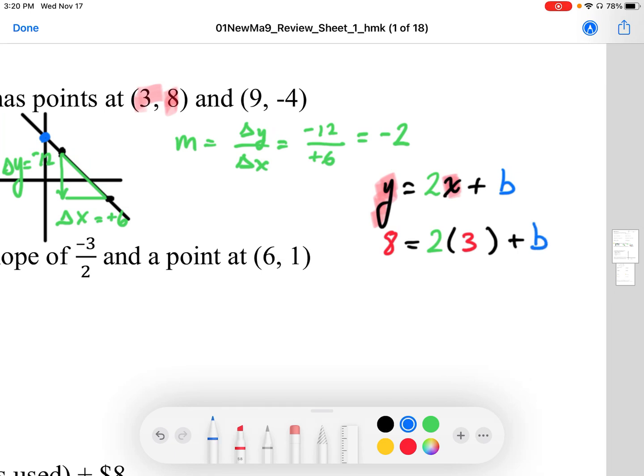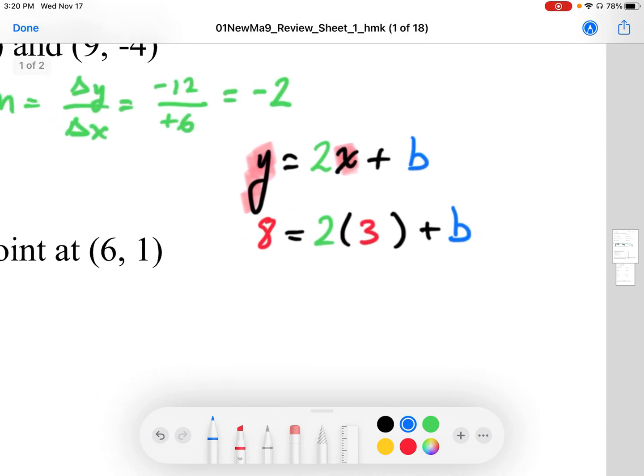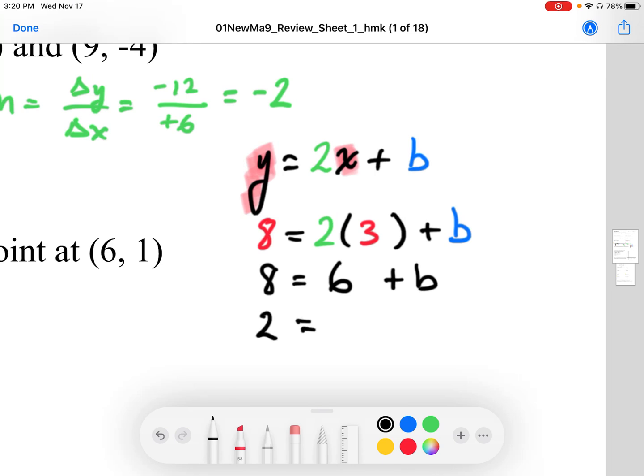Plus b. When I've done that, I now have an equation with only one variable, b, and that's what I want to figure out. I need to find the b in my equation, so I can calculate b by solving this. I get 8 is equal to 2 times 3 is 6 plus b. Subtract 6 from both sides, and I end up with 2 is equal to b.